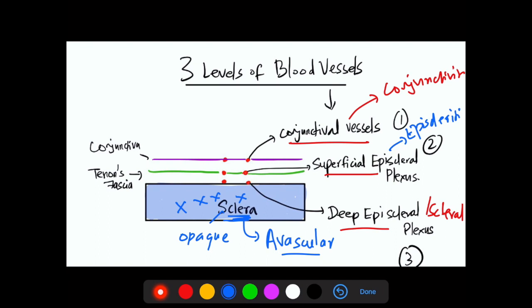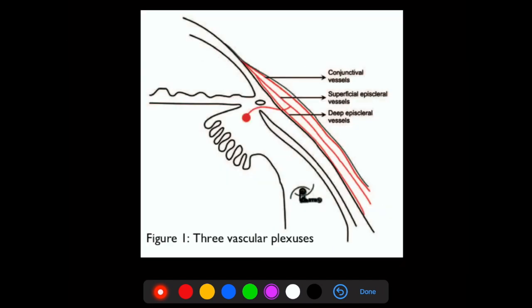The deep episcleral plexus or the scleral plexus are going to be inflamed or congested in scleritis. So that is the importance of each level of blood vessel. Accordingly, you have the conjunctival vessels, the most superficial, and the deep episcleral, the deepest, and in between you have the superficial episcleral plexus. These are the three vascular plexuses of the ocular surface.